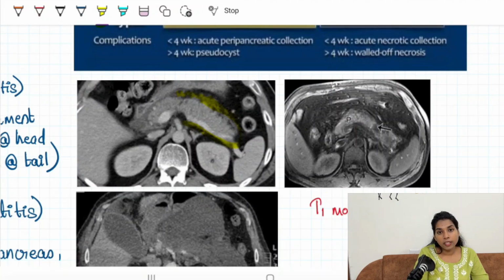This is a T1 weighted sequence where we can see that in the tail of the pancreas, there is loss of fat. So loss of fat on a T1 sequence is the most sensitive sequence to pick up pancreatitis, I mean acute pancreatitis.